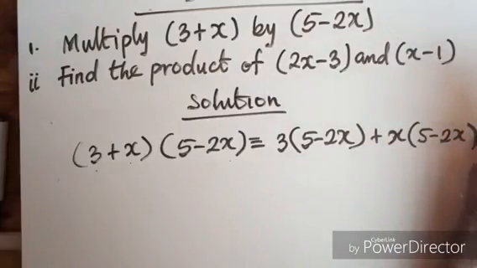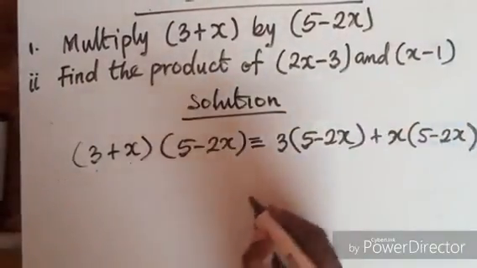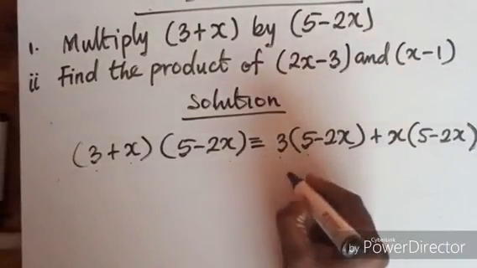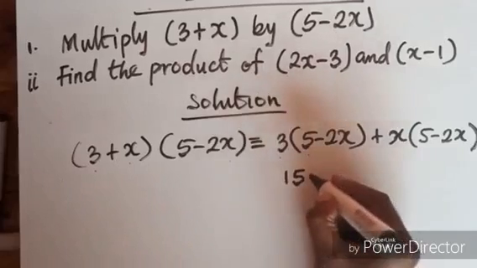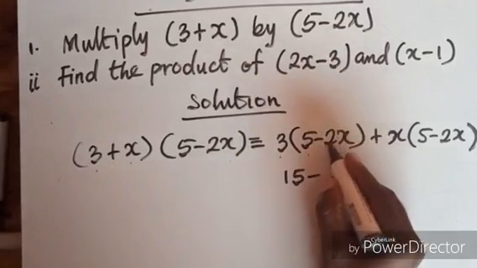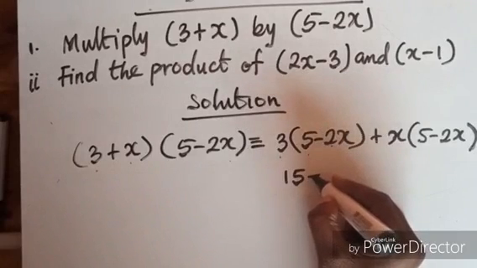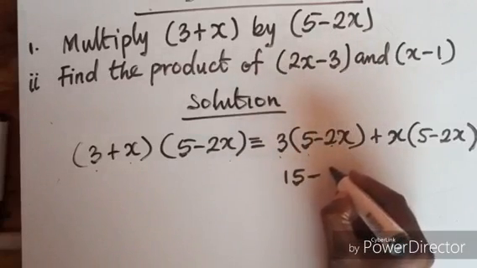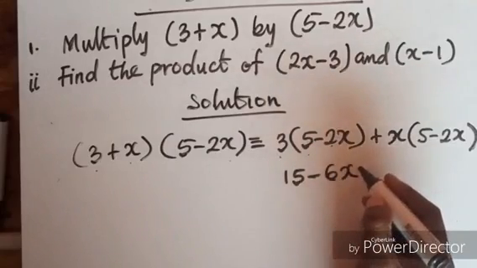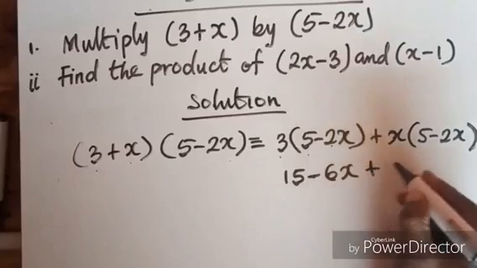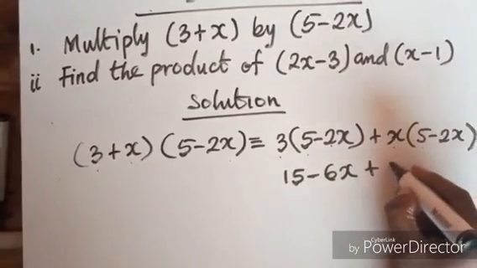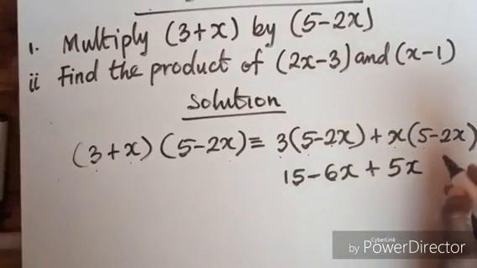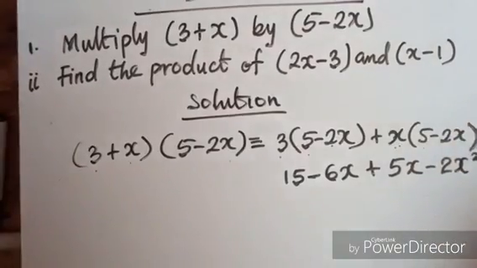Okay, so I do my multiplication now. 3 times 5 will give me 15, minus 3 times 2x. The negative is what I've already brought because it is the operation sign in this regard. So 3 times 2x will give me 6x. Good. Plus x times 5 will give me 5x. Then x times negative 2x will give me negative 2x squared. You know what to do.